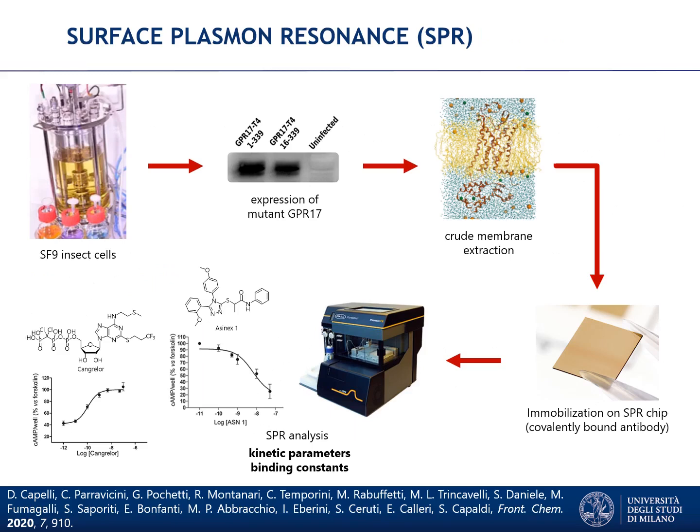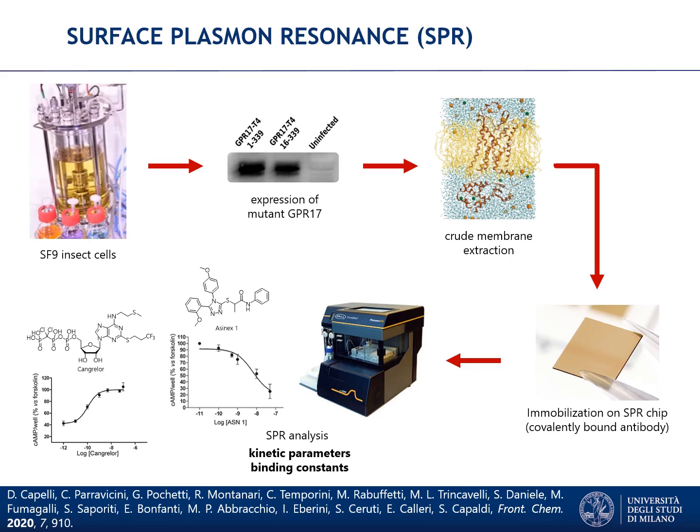Finally, the 4 synthesized nucleotides are going to be tested soon in binding assays by surface plasmon resonance, SPR, a technique which enables the measurement of binding affinities and kinetics. Briefly, GPCRs are typically very unstable out of the cell membranes, so 2 engineered variants of GPR17 were extracted from crude membranes and immobilized on the surface of an SPR sensor chip.